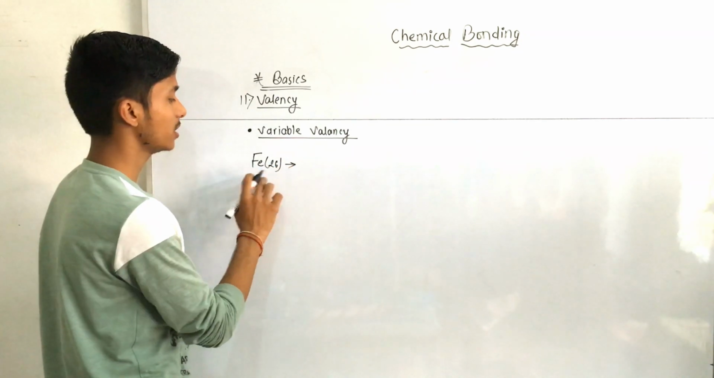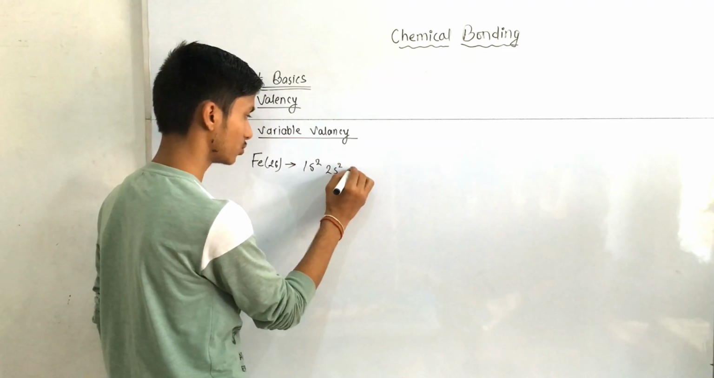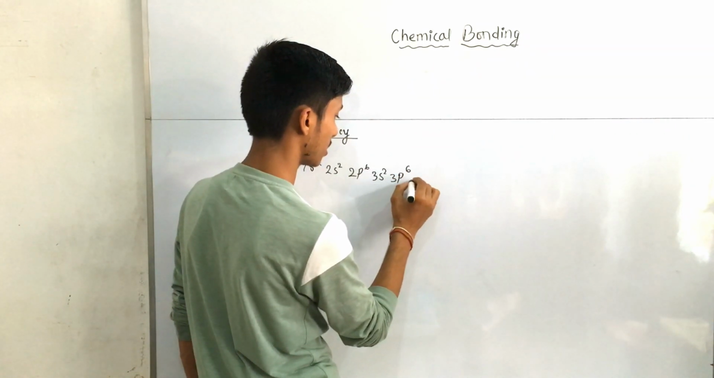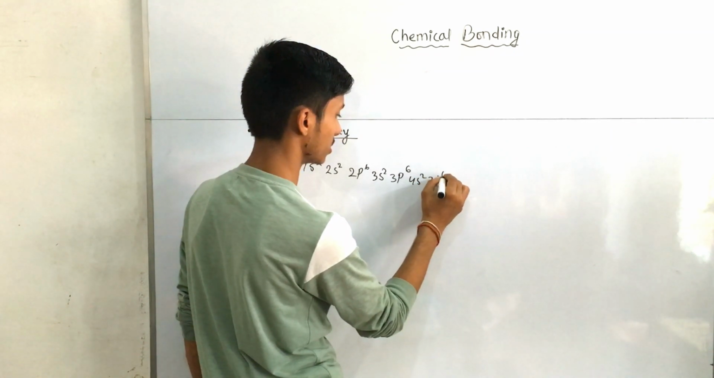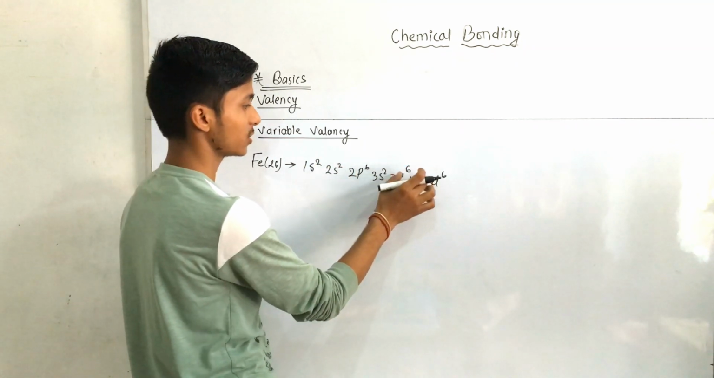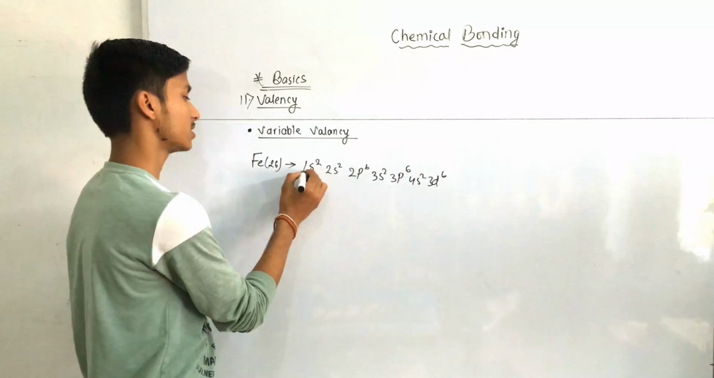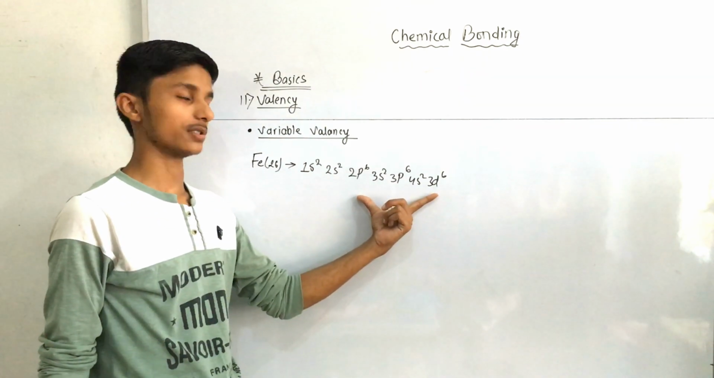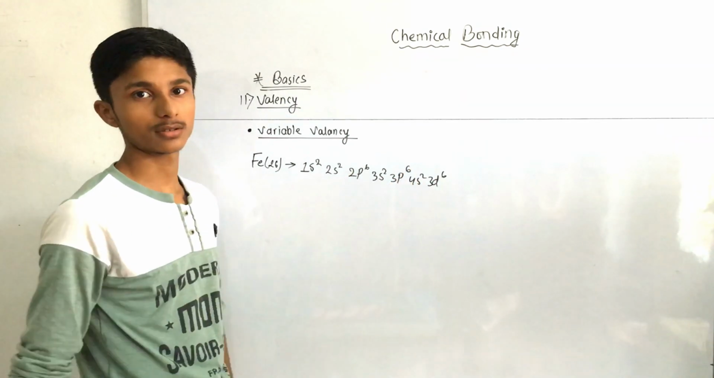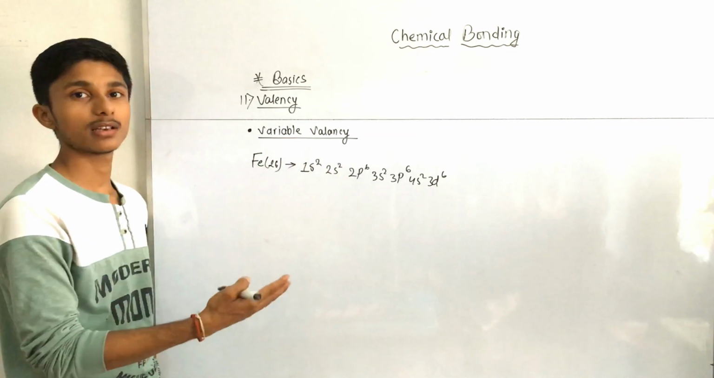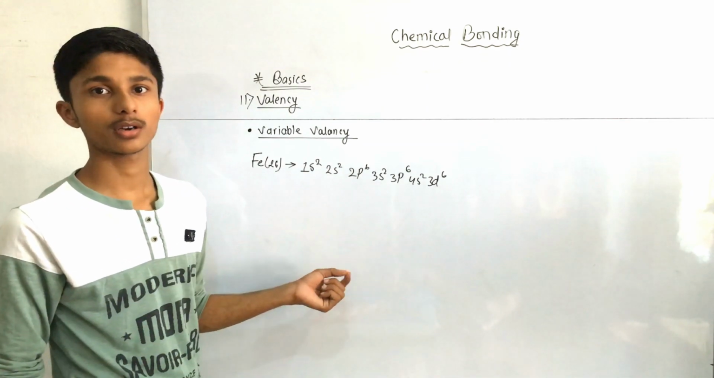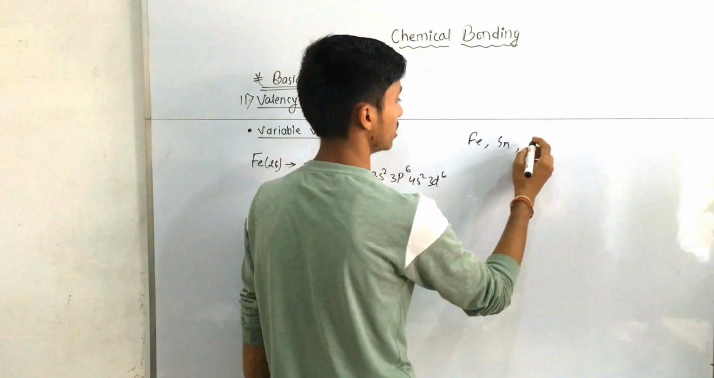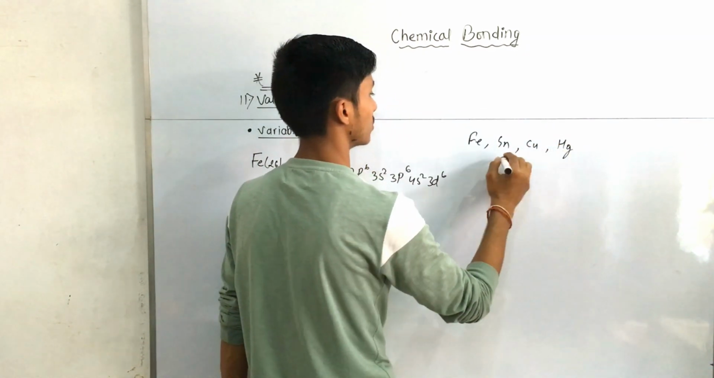We write the electronic configuration for iron: 1s2, 2s2, 2p6, 3s2, 3p6, 4s2, 3d6. So this is the electronic configuration for Fe, that is iron, 26. And iron has 2 valencies, that is 2 and 3. The elements having variable valency are like this: iron, tin, copper, mercury. Here Fe means iron, Sn means tin, Cu means copper, Hg means mercury, and so on.